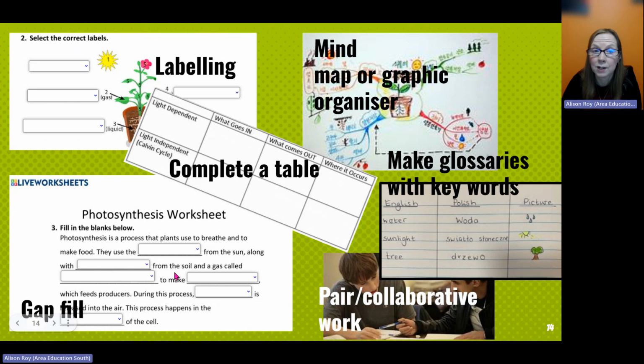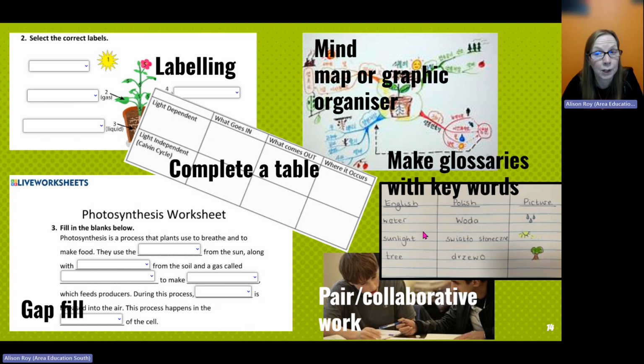Gap fill is also another effective way. Students can be given some structures that they would find hard to reproduce themselves, but then they can fill in the missing words from a choice. A little bit similar to a table, we've got mind maps or graphic organizers, just different ways of presenting the information in a very clear and visual way that makes it more accessible to an EL learner.